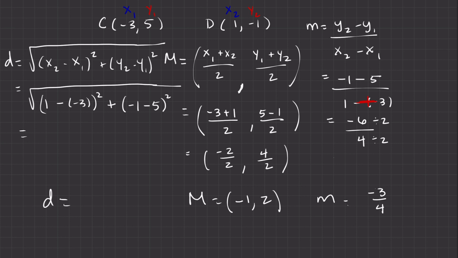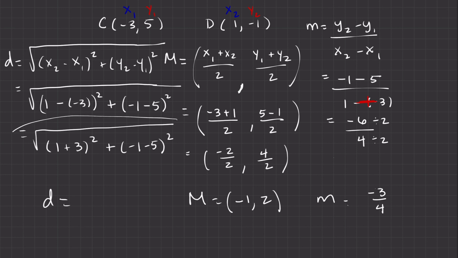So then I'm going to go ahead and simplify that, because I see that minus or negative and the minus sign right there. I'm going to make that positive. So 1 plus 3 squared plus negative 1 minus 5 squared. Okay? Then what I'm going to go ahead and do is use my calculator here.